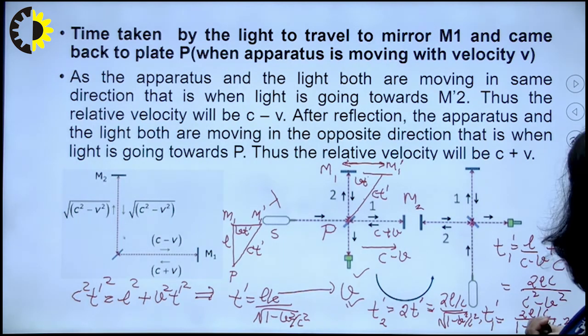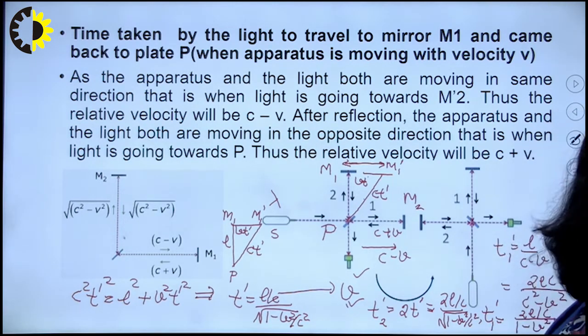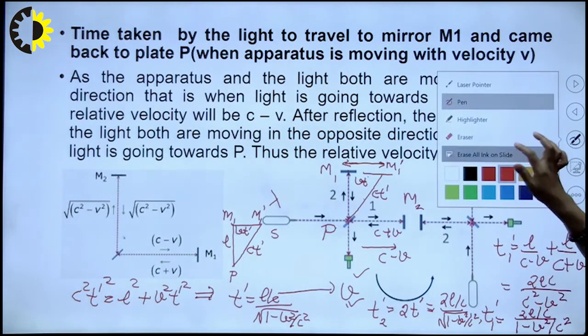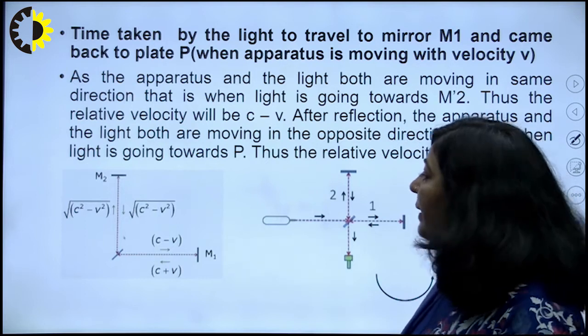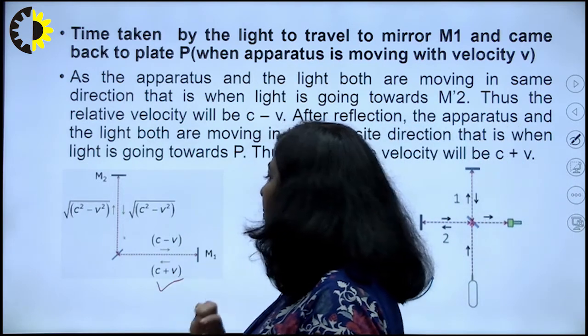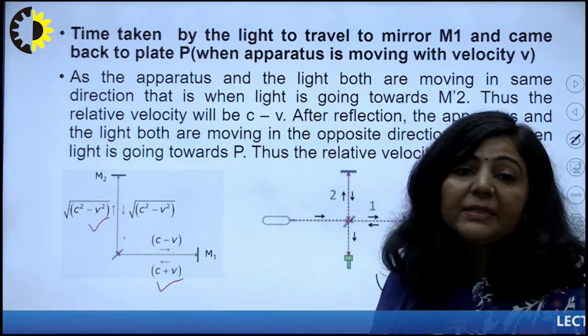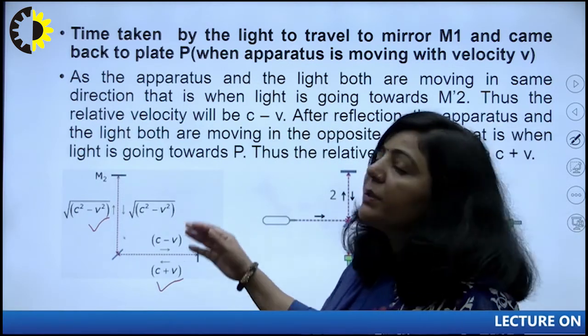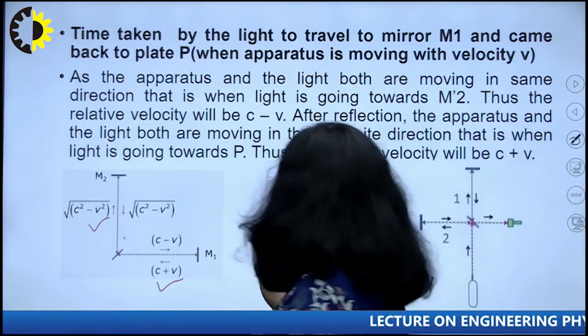One is 2L by C upon 1 minus V square upon C, and the second one is 2L by C upon under root 1 minus V square upon C square. What is the meaning of this? The meaning of this is, these two rays are not taking the same time. This transmitted ray and this reflected ray are not taking the same time to travel this path. They are taking different times.